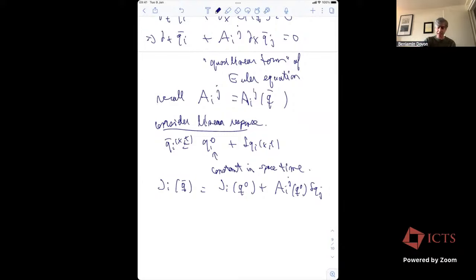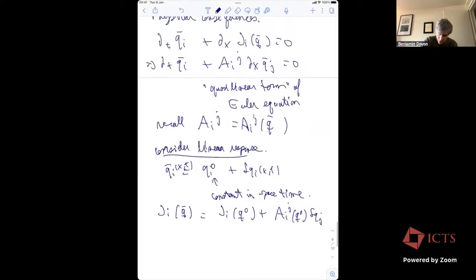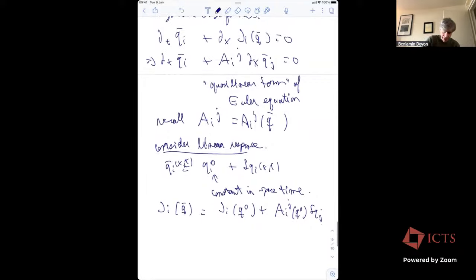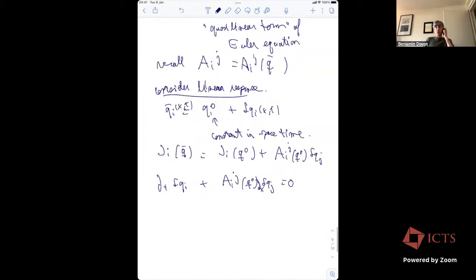Okay, and then I put that in the Hadley equation that's there, okay? And I find that ∂t δQi + Aij, which depends now on the background only, ∂x δQj = 0. So now δQ propagates in a linear fashion.